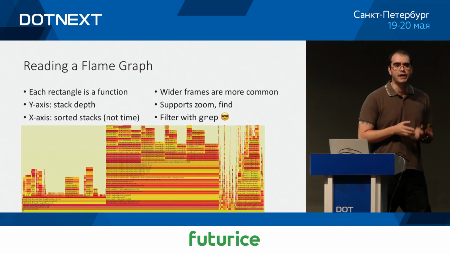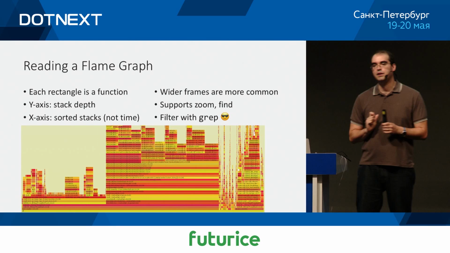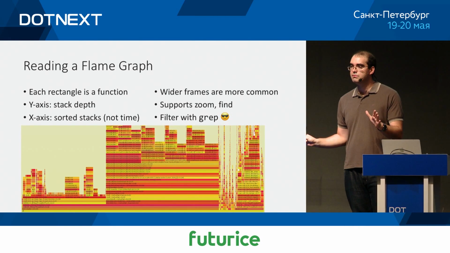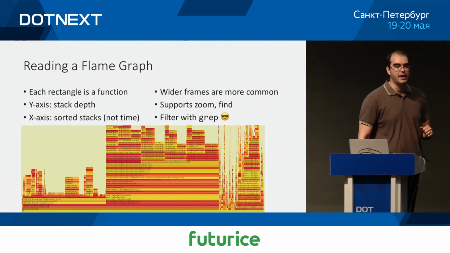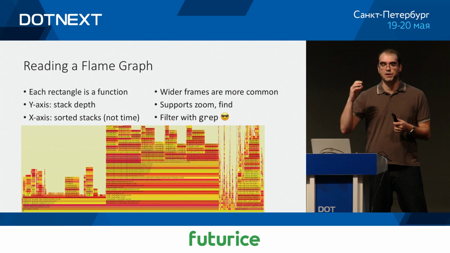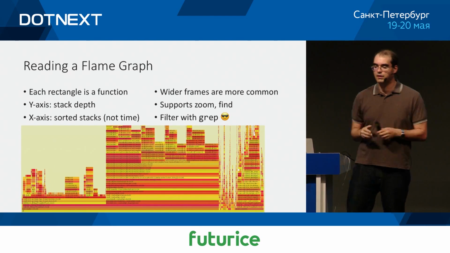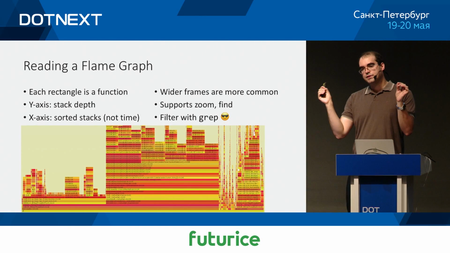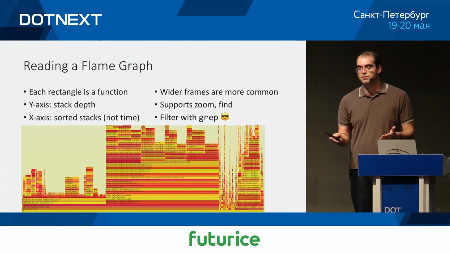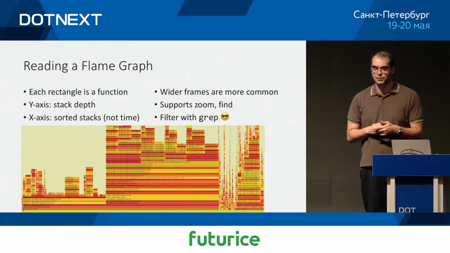So what do you do with the flame graph? Basically, every rectangle you see is a function. The colors are usually just random, so you can ignore the colors. And the y-axis is the stack depth. So if a function called another function, it will be on top of that function and so on. And the wider something is, the more time you spent there. So it's very easy to visually zoom in on the thing you care about.